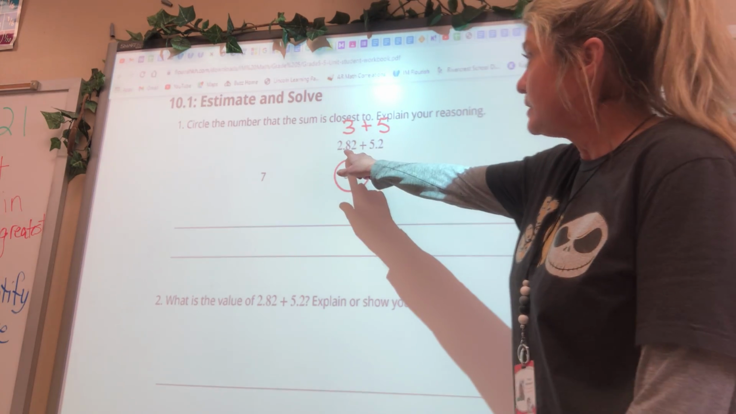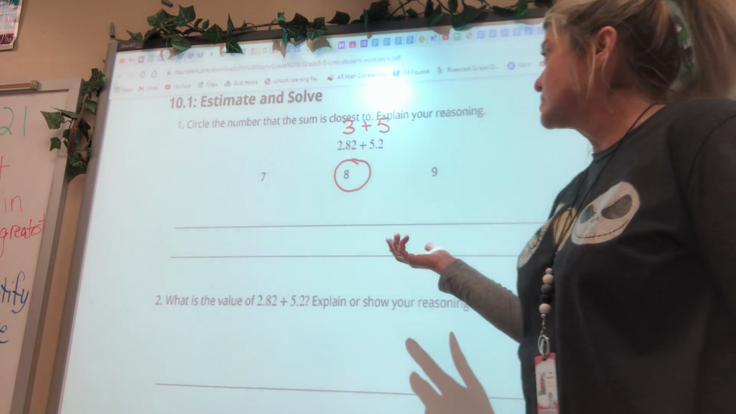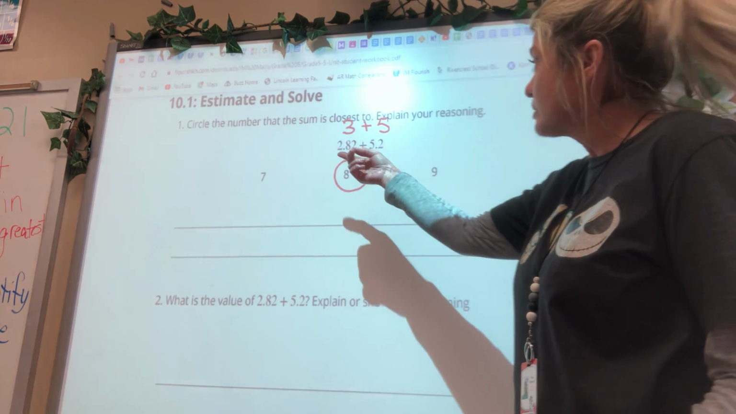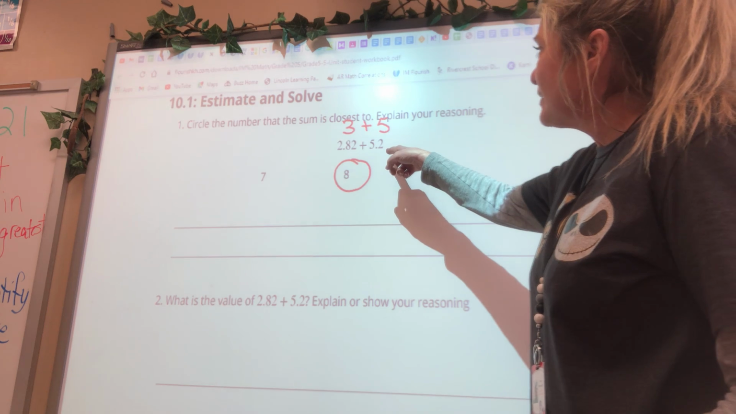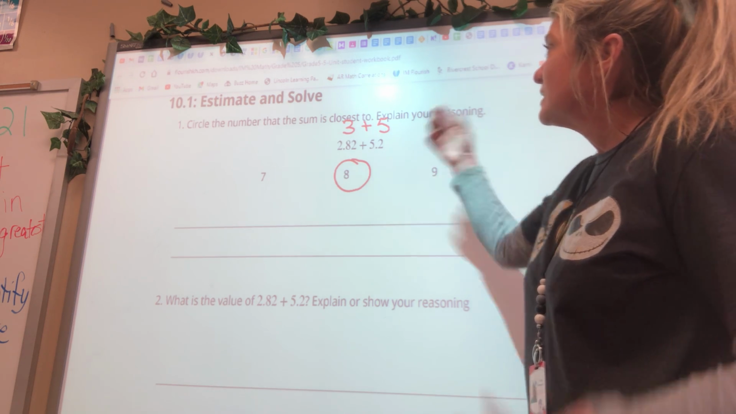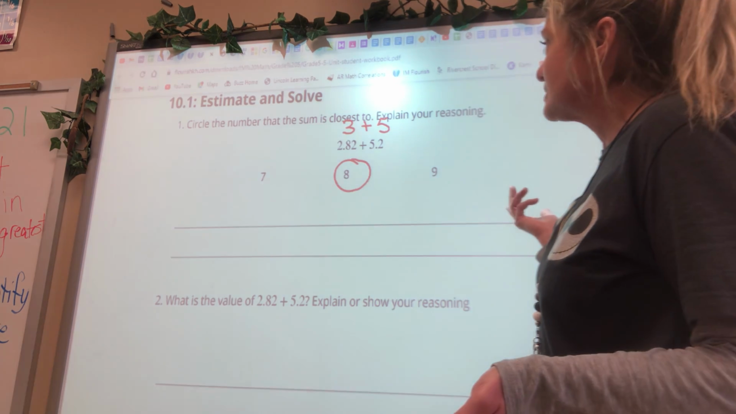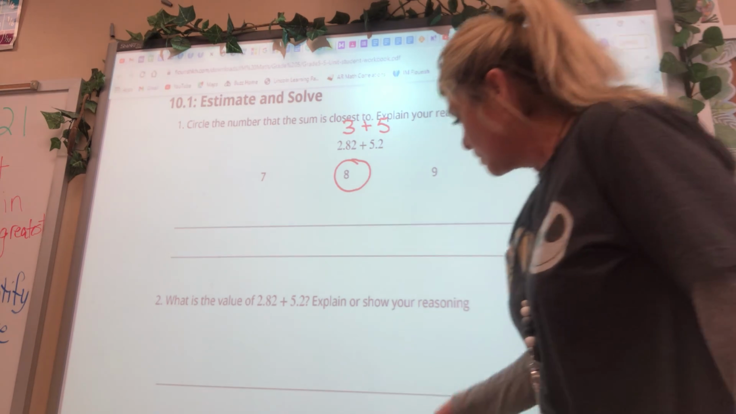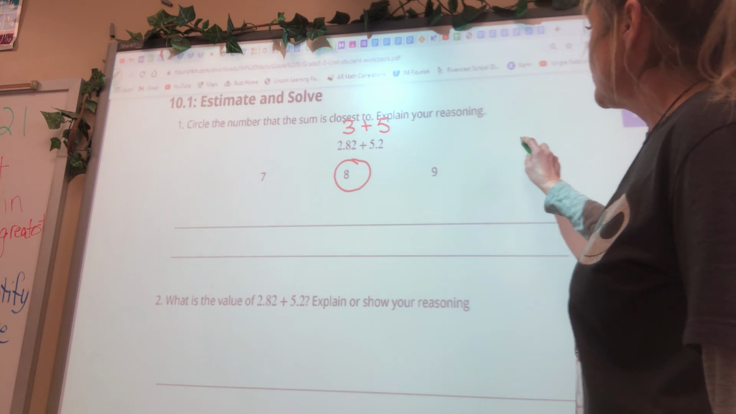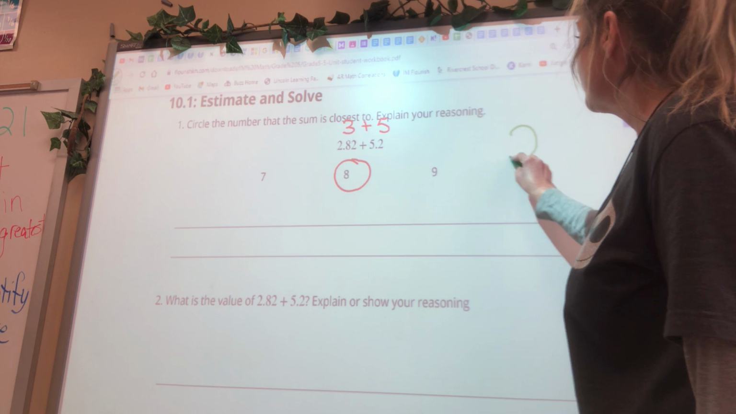This one, 2.82, if I had $2.82, I just almost had $3, don't I? But if I only had $5.20, I'm not real close to having $6, am I? So let's check it out. Let's actually do the math on it.